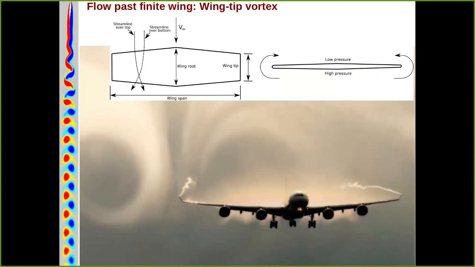But then at the edges, the flow will leak. Imagine the flow is coming toward the airplane, but it is also leaking sideways. So you get these spiral kind of vortices. These are called wingtip vortices.